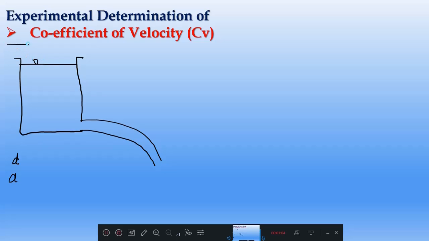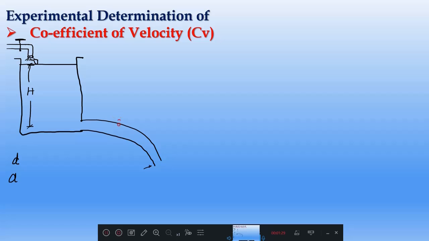How is the constant head maintained? Here we will have one tap. Water comes through this tap, and this tap can be regulated with a valve. Here, how much is the outgoing discharge? If the same discharge is put in as input, then the head is maintained and it is constant. This head is measured from the free surface of the fluid to the center of the orifice.